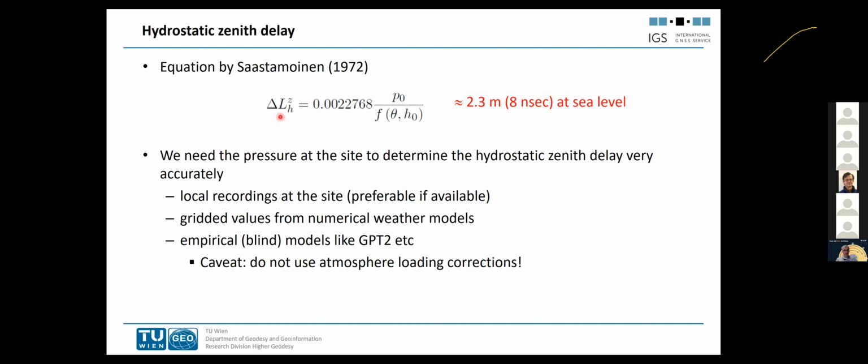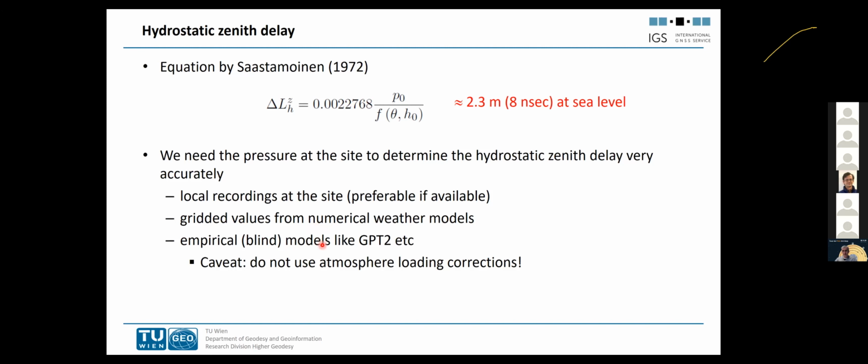But sometimes these pressure measurements are not available. Then you could try to get pressure values from numerical weather models, for example, as they are provided with the Vienna mapping functions, or there are, of course, also other providers for these pressure values. And if you're not able to access these pressure values, you have to use some empirical or blind models like GPT-2, or there are several other models by various institutions.